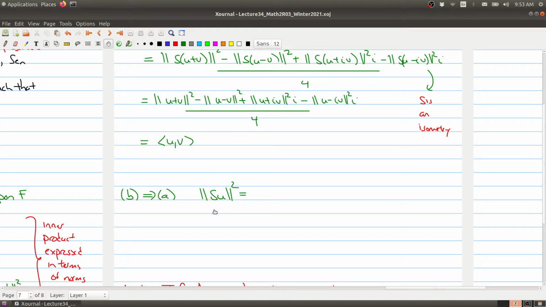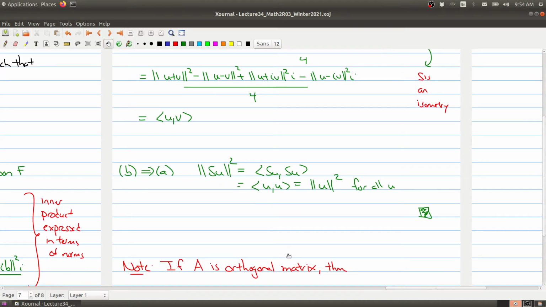Okay, and going the reverse direction is actually pretty straightforward, because what we want to know is, what's the norm of SU? So we can compute the norm of SU squared. That's simply the inner product of SU with itself. And because part B is true, that's the same thing as the inner product of U with itself. And that's just the same as the norm of U squared. So this is true for all U. So that proves that if we have this property on inner products, we get that we have an isometry.